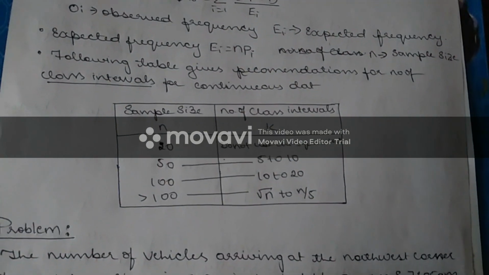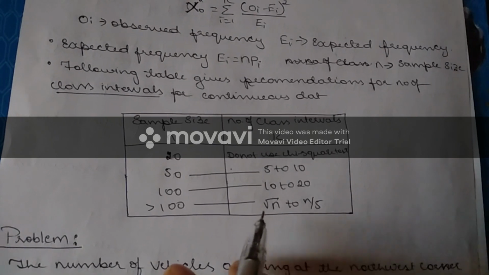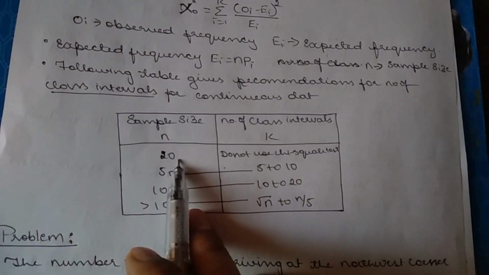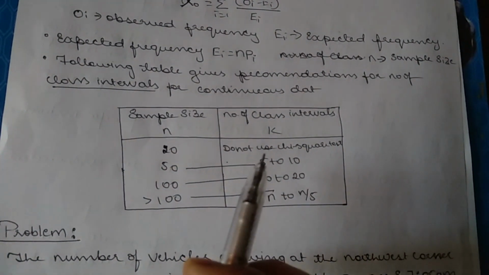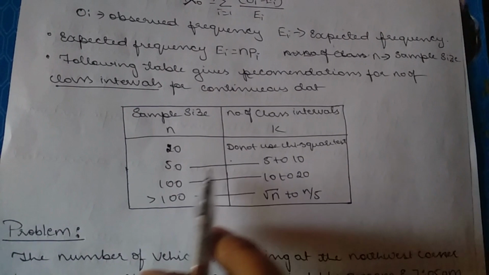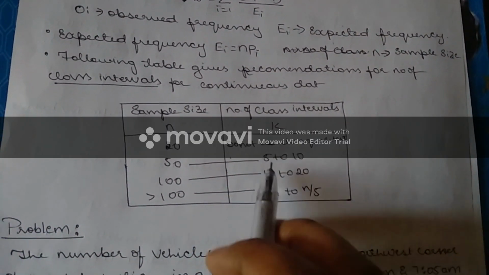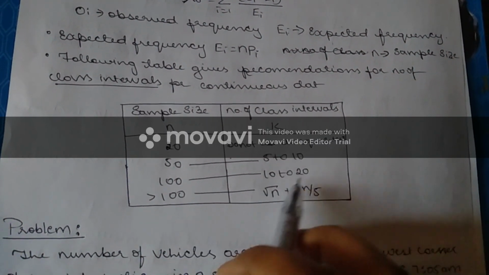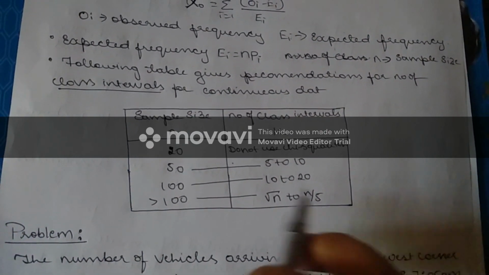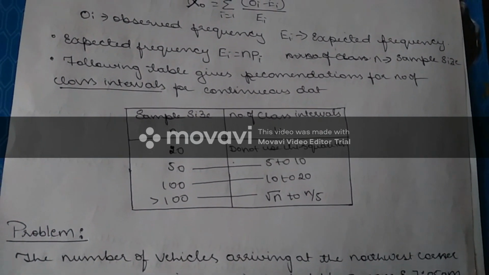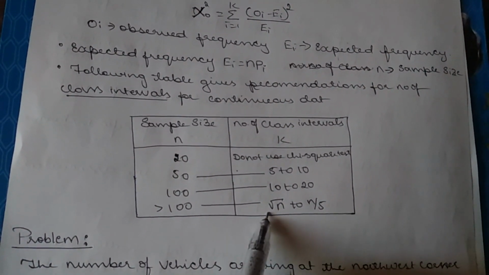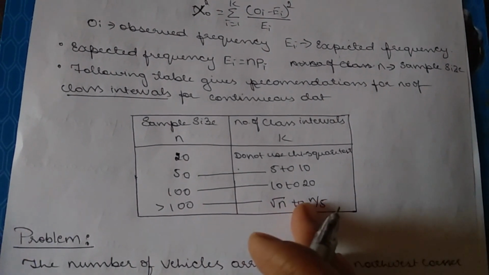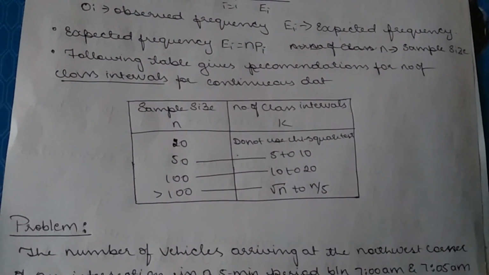This table will give you the conditions for the number of class intervals. If the sample size is 20, I have told you if it is small, then no need to apply the chi-square test. Is it not? For 20, don't use. For 50, it may have class intervals from 5 to 10. For 100, it is 10 to 20. For greater than 100, it is square root of n to n divided by 5. Always k should be less than or equal to n divided by 5. Okay, let me go for the problem.